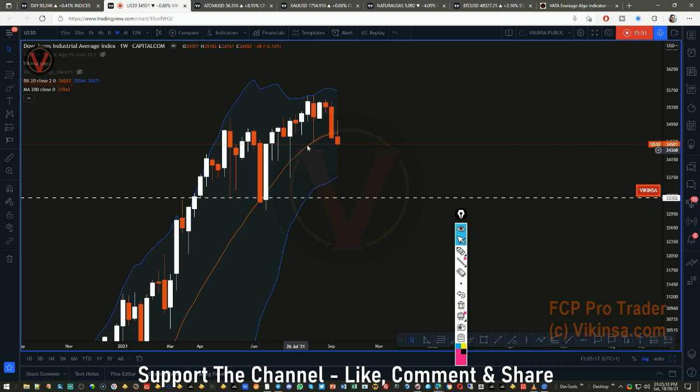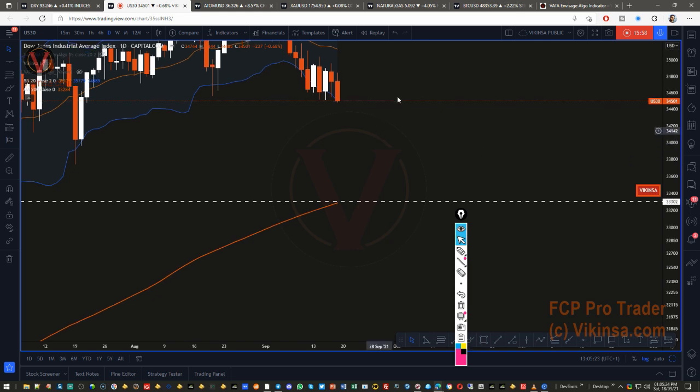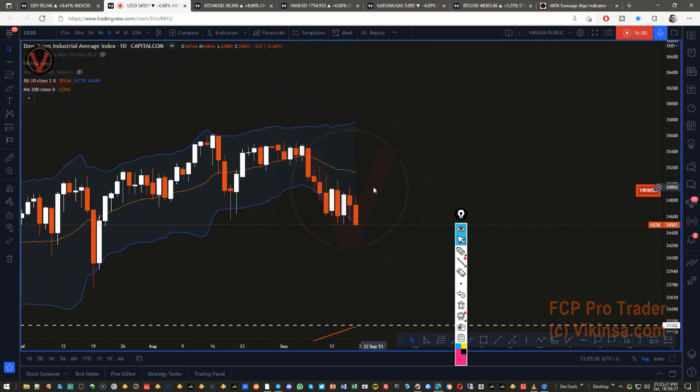Because it has just crossed the moving average. That means there can be a reaction to the upside. So on smaller time frame, there can be a little bit of upward movement. So beware of that. It can actually go slightly up, but on higher time frame, it has started to look a little bearish now. So these are two scenarios.